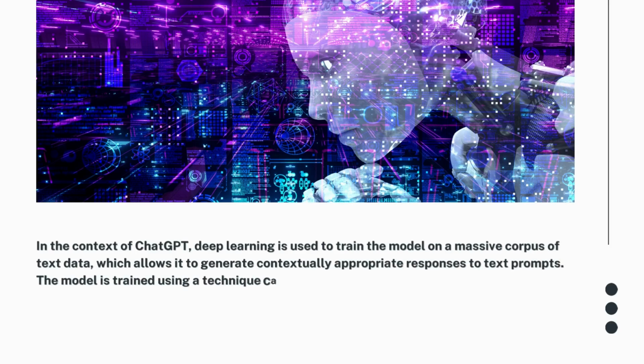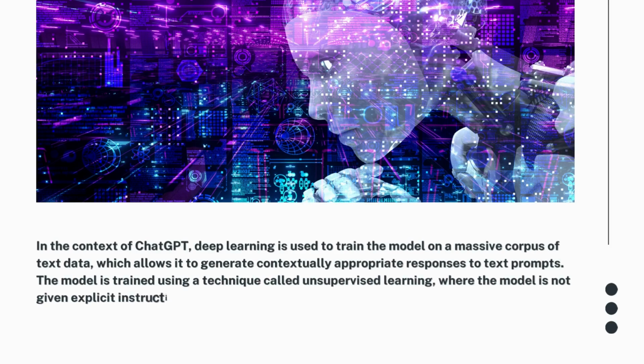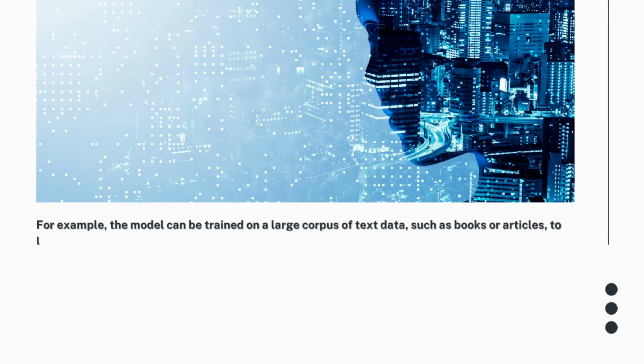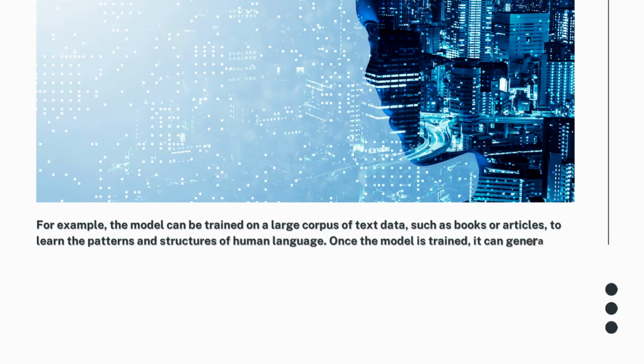The model is trained using a technique called unsupervised learning, where the model is not given explicit instructions on what to learn but rather learns patterns and structures in the data on its own. For example, the model can be trained on a large corpus of text data, such as books or articles, to learn the patterns and structures of human language. Once the model is trained, it can generate responses to text prompts based on the context of the input text.